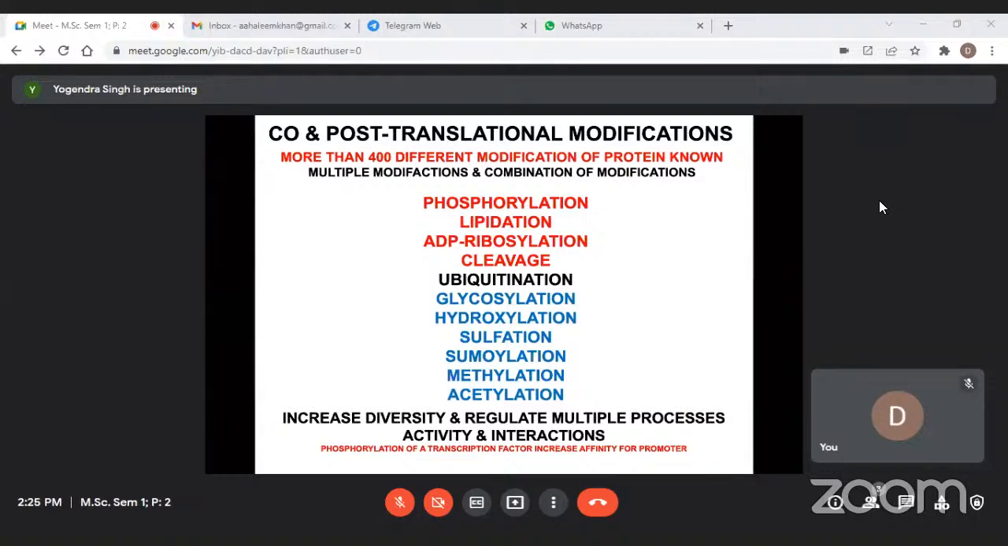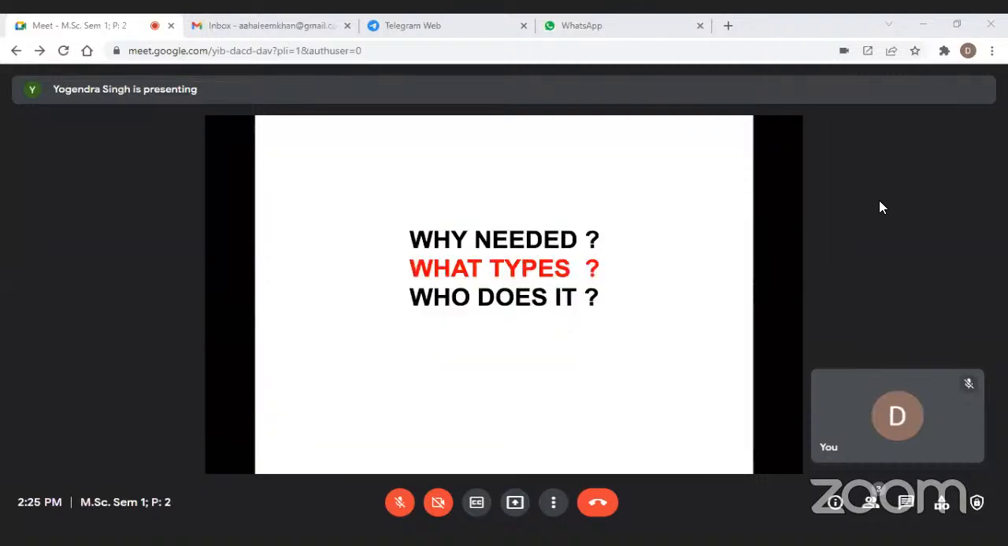So I will say that protein modification increases the diversity of the protein, and that allows the protein to regulate multiple processes, activities, and interactions. We have been working on many modifications. Phosphorylation is very common, which I will show you today. What is the role of phosphorylation? I have written one example here. Phosphorylation of a transcription factor increases its affinity for a promoter, or it can even decrease the affinity for a promoter, very commonly. So let's see why it is needed.